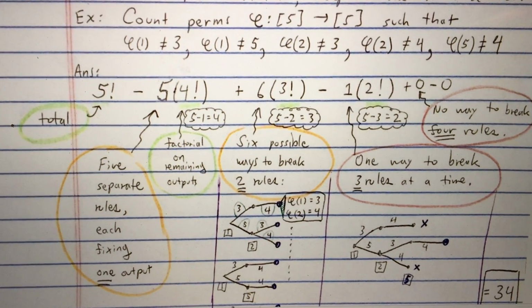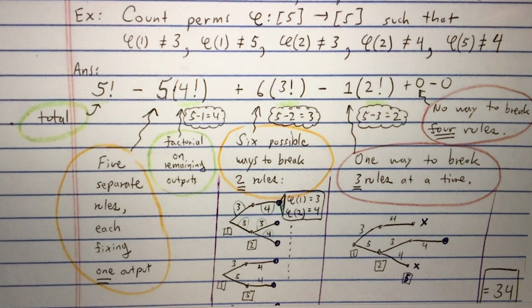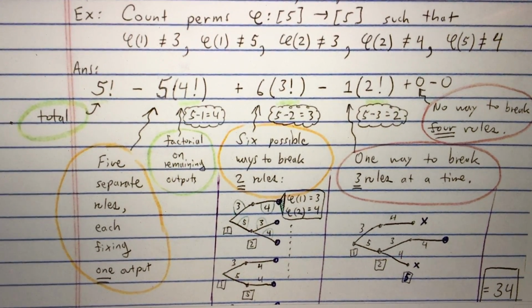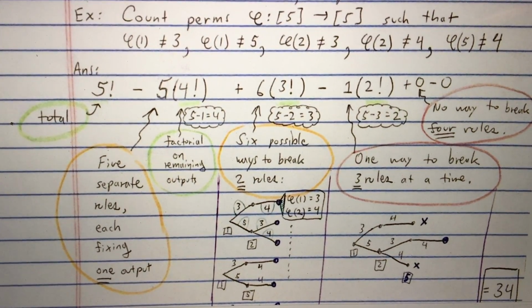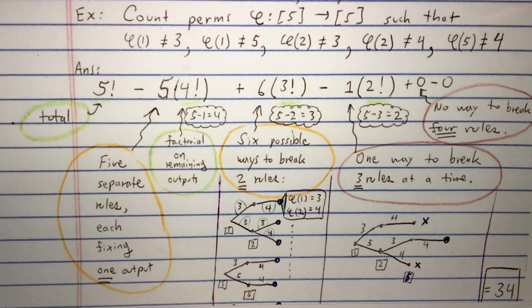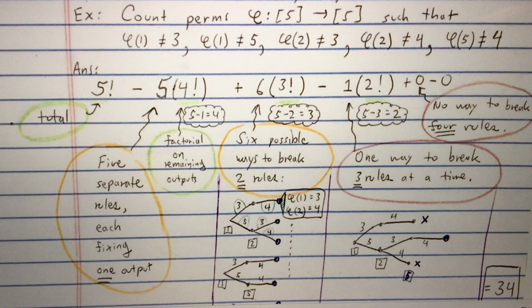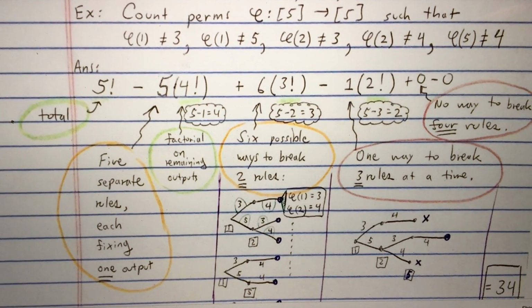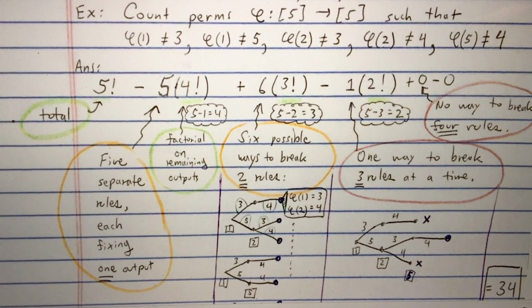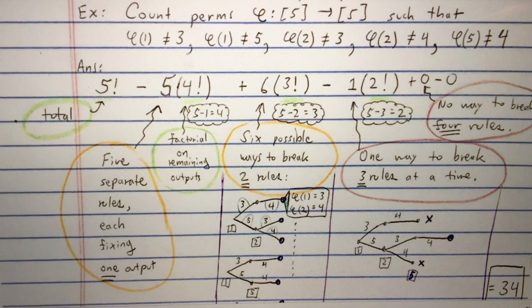3 inputs to finish up, I can always do it 3 factorial ways. There's still three inputs and 3 more outputs, and so I pick the first one, the second one, the last one, and that gives you 3 factorial. So how many ways are there to break 2 rules? Since I know I'm always going to finish them up by counting 3 factorial, all I need to know is how many ways there are to break 2 rules.